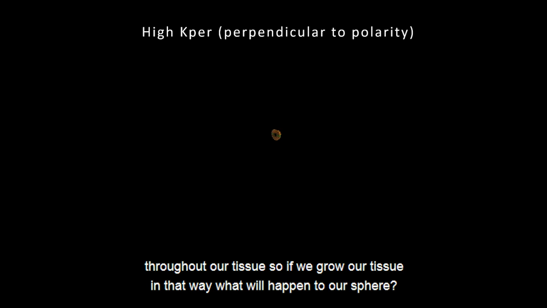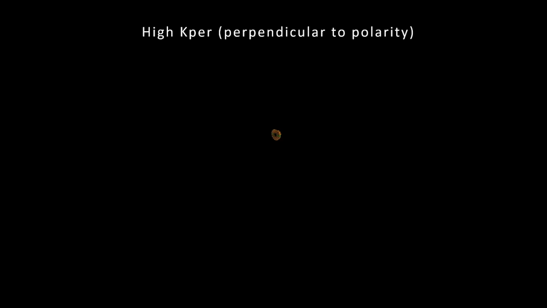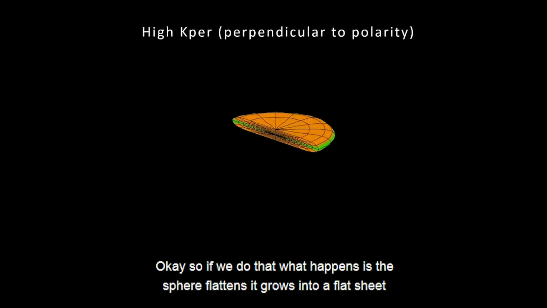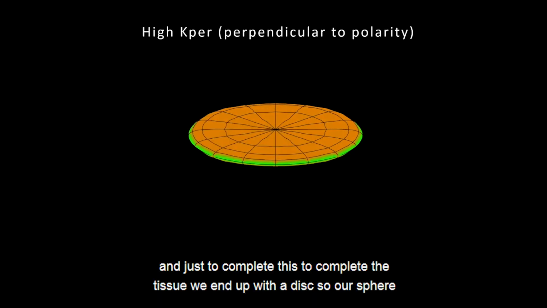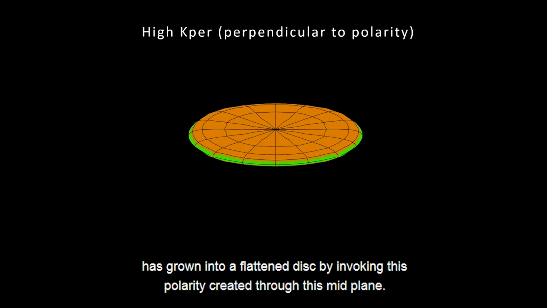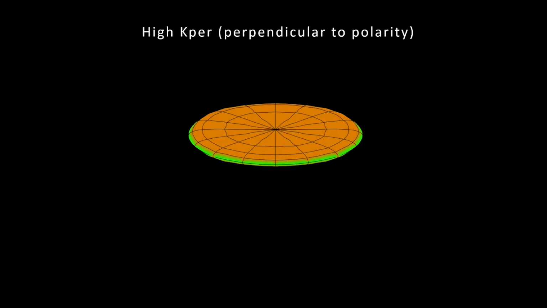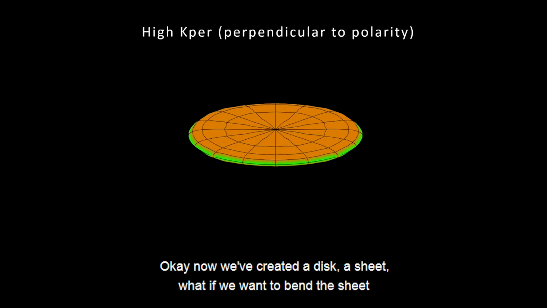So if we grow our tissue in that way, what will happen to our sphere? Okay, so if we do that, what happens is the sphere flattens. It grows into a flat sheet. And just to complete the tissue, we end up with a disc. So our sphere has grown into a flattened disc by invoking this polarity it created through this midplane. Okay, now we've created a disc, a sheet.